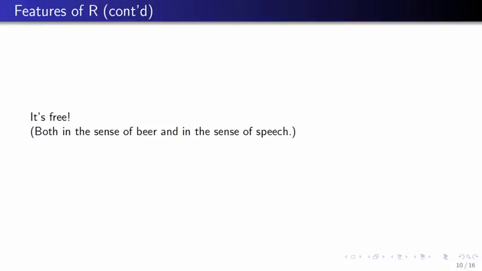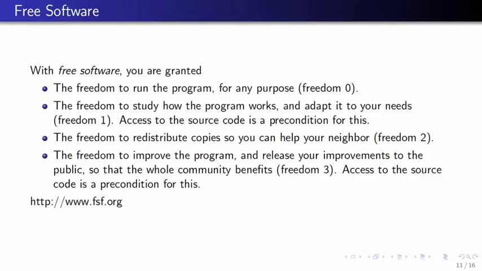So I'm going to divert for a second to talk a little bit about free software. With free software, there are four basic principles. You have four basic freedoms. Freedom 0 is the freedom to run the program for any purpose. So there are no restrictions on how you can run the program or when you can run the program or what you can or cannot do with it.